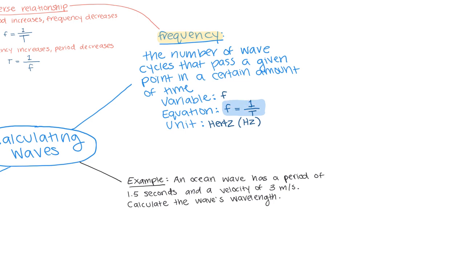Hopefully you're starting to see a little bit of a relationship here. To calculate frequency, we divide 1 by the period. To calculate period, we divide 1 by the frequency. We'll talk about that relationship in just a moment, okay?